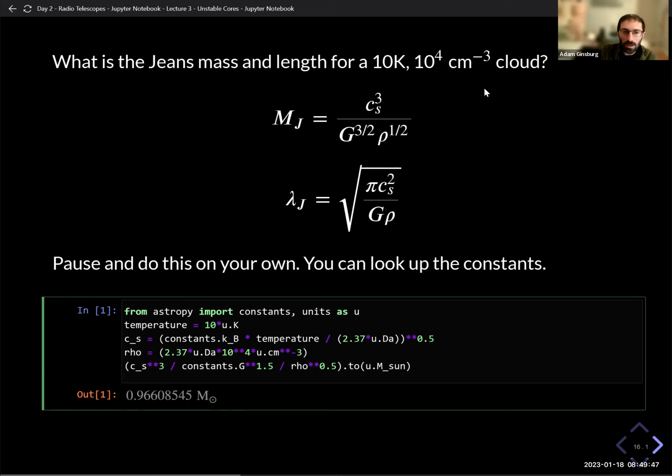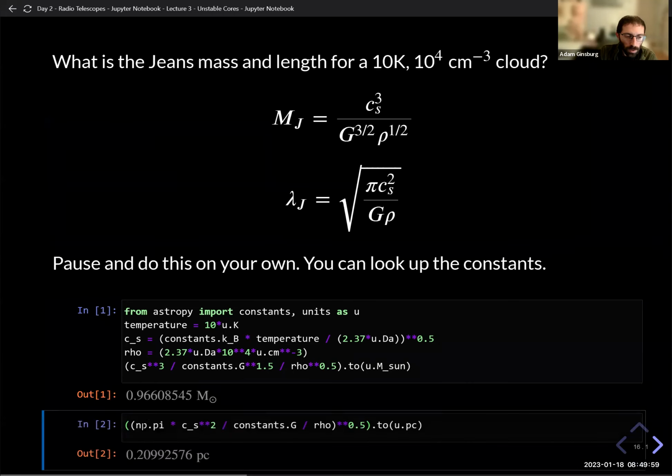The Jeans length, we're going to use this equation, and this is part of the reason that I chose to do this in terms of sound speed. It made it very easy to do. It's just pi times the sound speed squared divided by G divided by rho. All of that is sitting under the square root, so it's the 1/2 power, and I convert that to parsecs, and the Jeans length is about 0.2 parsecs.